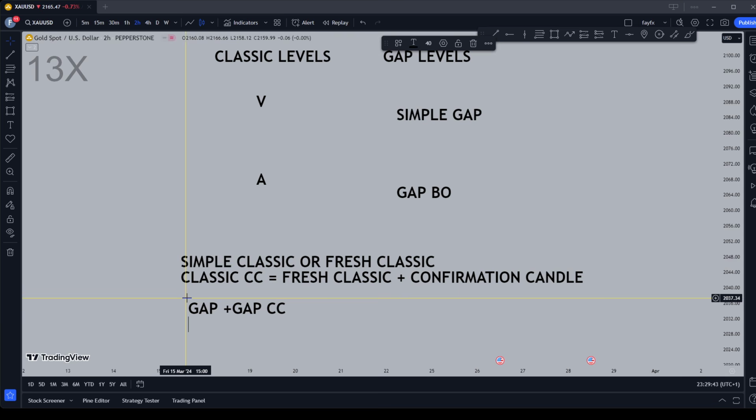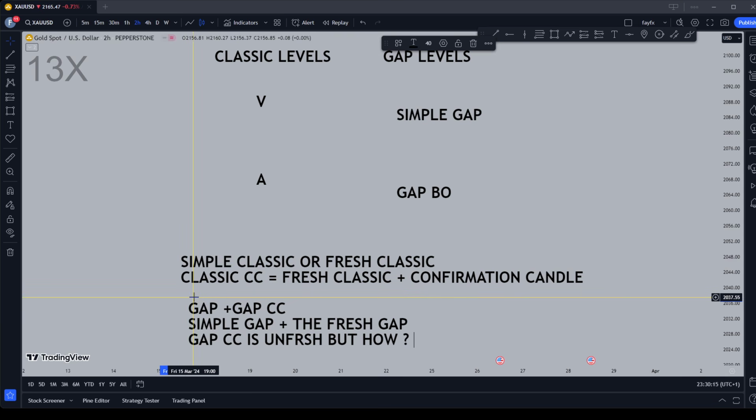What's the meaning of that? We have a simple gap, which is the fresh gap, and a gap CC. A gap CC is unfresh. But how is a gap plus CC candle?